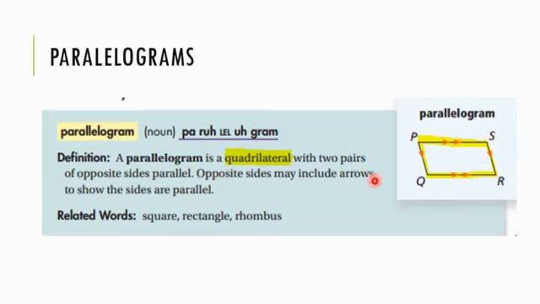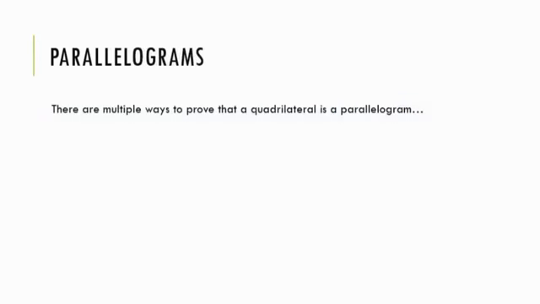Opposite sides may include arrows to show that the sides are parallel. If the lines have the same number of arrows, that means they are parallel to each other. For example, PQ and SR, they only have one arrow. They are parallel to each other. PS and QR, they have two arrows. So now we're going to get into a couple theorems about the multiple ways that we can tell that a quadrilateral is a parallelogram.